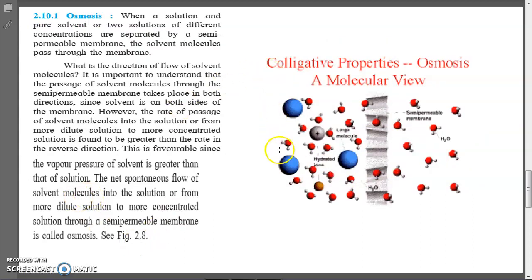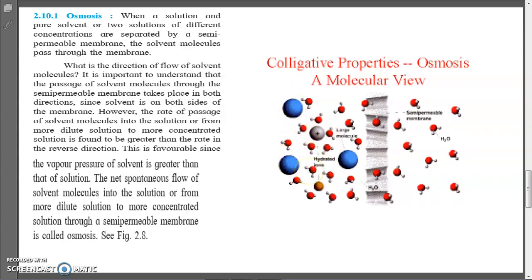So what is osmosis? We can see the diagram. Here is the semi-permeable membrane. When a solution and a pure solvent, or two solutions of different concentration, are separated by it, we can see in the diagram that there is water and this is the hydrogen bond, which is the solvent, and we can see the yellow colored line.